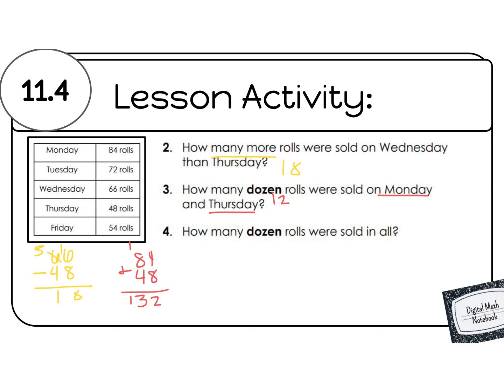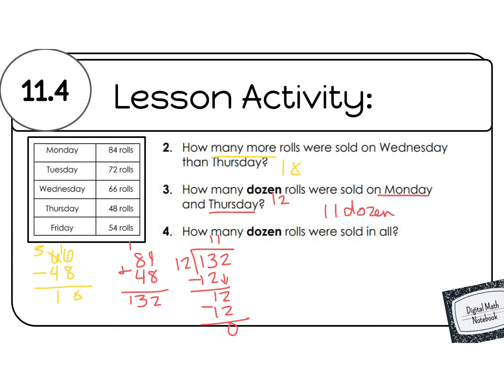Let's find out how many dozen that is. A dozen is 12, so we need to divide 132 by 12 to find out how many dozen that is. 12 goes into 13 one time, which is 12. We're left over with 1 and bring down the 2. And 12 goes into 12 one time, which is 12, no remainder. So that means that he sold 11 dozen.